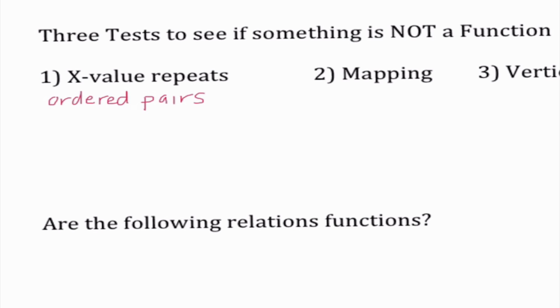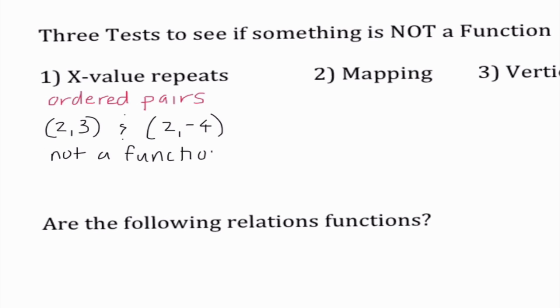If I see that we had something like (2, 3) and (2, -4), we would say this is not a function because this x value of 2 is repeating. It's going to more than one y value. So that is our first test. If we have ordered pairs, by far the easiest thing to do.